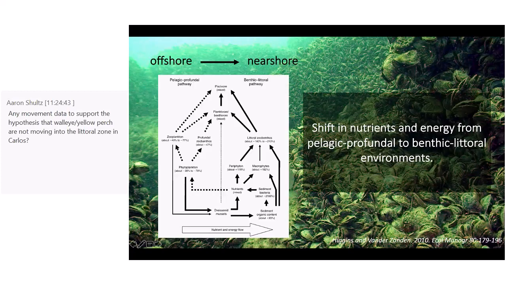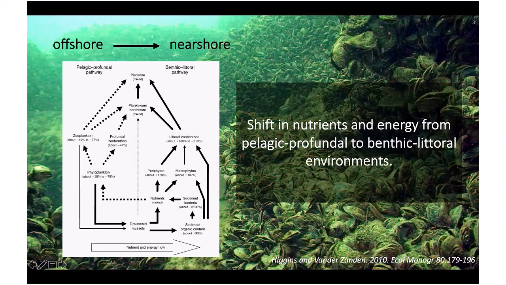So we do know that since dreissenids have become established in the Great Lakes, we've seen this shift in the distribution of nutrients and energy from the pelagic profundal pathways, i.e. the offshore, to the benthic littoral pathways, i.e. the nearshore. And so with this, I'm going to turn on a laser pointer here. With this, we have seen declines in primary production. We've seen declines in zooplankton and profundal zooplankton in the offshore. Here, in this figure, the dashed lines represent declines, whereas the solid lines represent increases. But basically, we're seeing these impacts transfer up the food webs to reductions in planktivorous and benthivorous species of fishes that rely on these resources, and in turn in the piscivore communities as well.